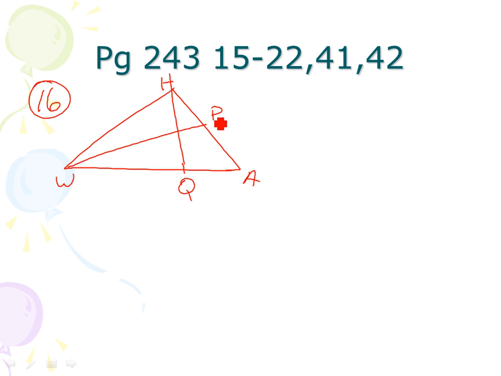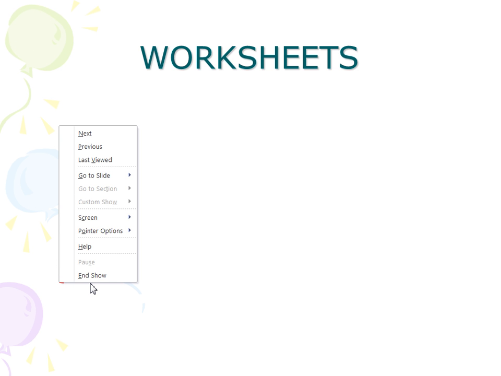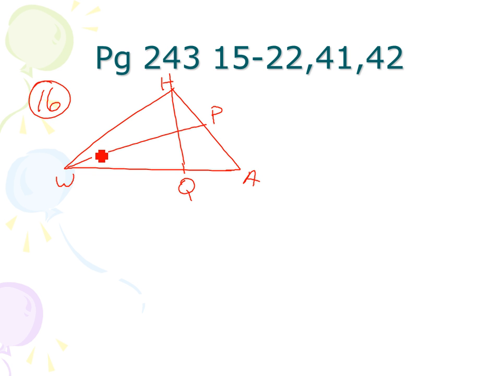What's it say? If segment WP is a median. All right, so stop right there. It's a median. Oh, wait, no, I was reading the wrong problem. WP is a perpendicular bisector. All right, so stop right there.